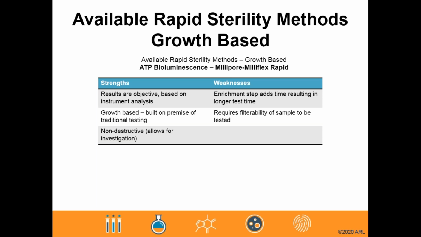Since the system does utilize a membrane filter, this does limit the type of samples that can be tested to only filterable products. And as mentioned on a previous slide, this method does allow for microbial identification in the event that an investigation is required. So the fact that the contaminant is not destroyed or lost is definitely considered a strength with the Milliflex Rapid system.